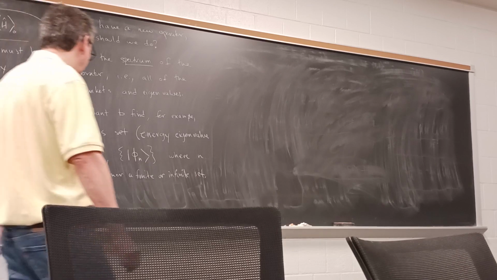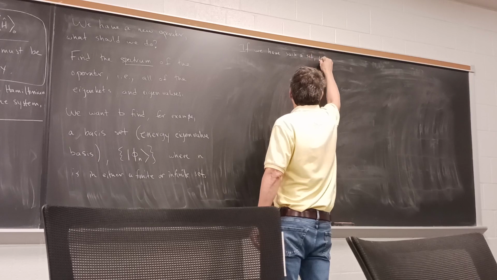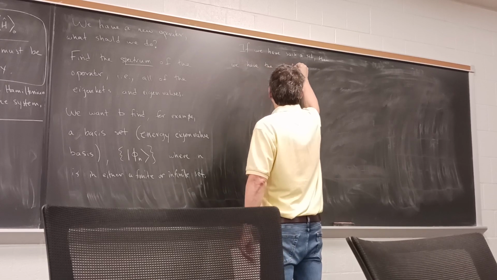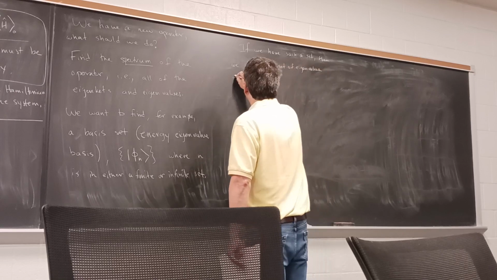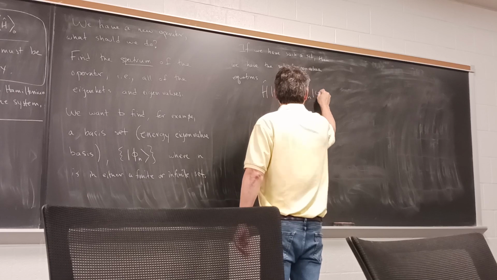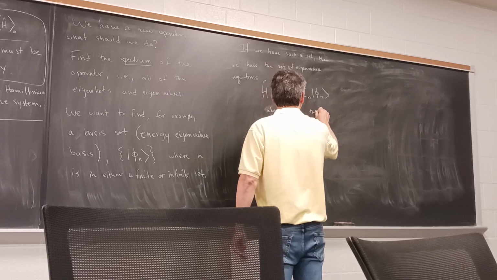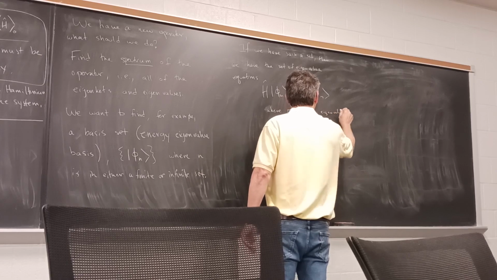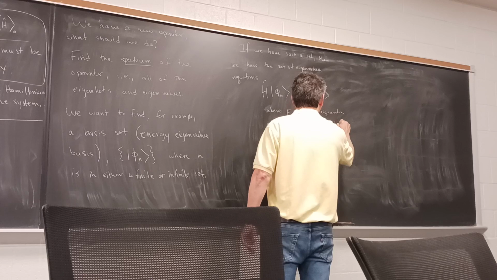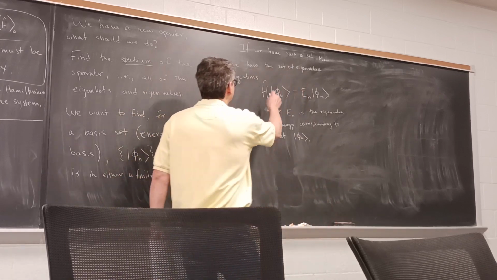Okay, so if we have such a set, and we have the set of eigenvalue equations, where En is the eigenvalue of energy corresponding to the ket phi n. Okay, so this is our eigenvalue equation.